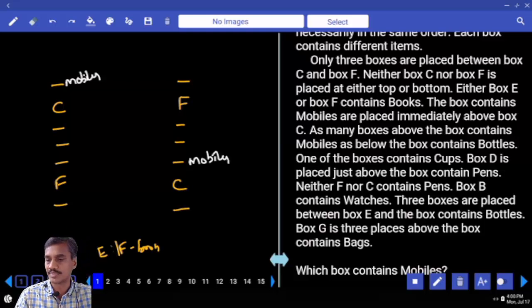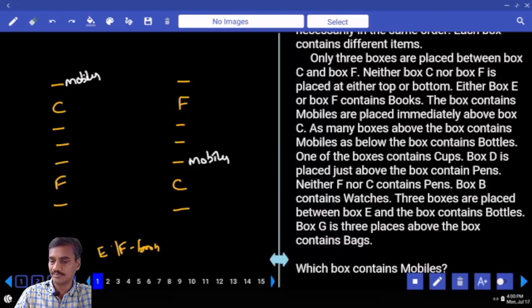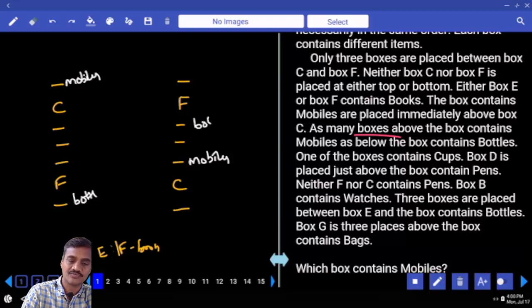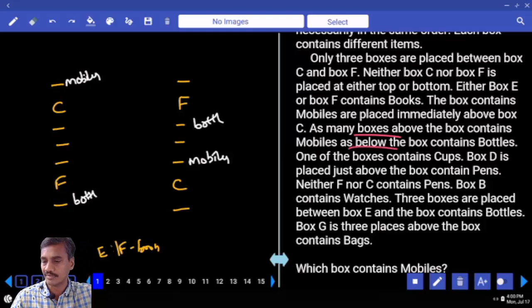And as many boxes above the box that contains mobiles as below the bottles. Above mobile and below bottle are equal. Now here above bottle 1, 2, 3, 4, and below bottle there must be exactly 4. Must have been the bottle and this one. And below bottle, one of the boxes contains cups.